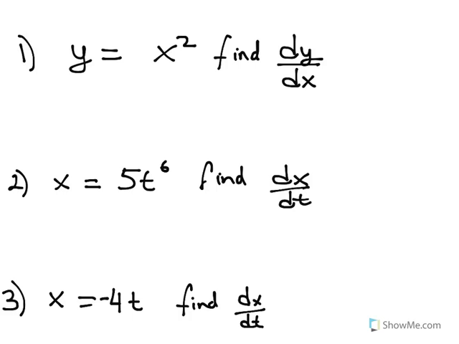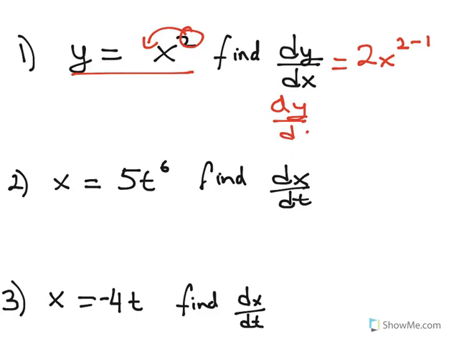Okay, I hope you got that. So, y is equal to x squared. What do I do? Well, the 2 comes down and multiplies. So I've got 2x, and then I reduce the power by 1. That gives me dy/dx equals 2x to the power of 1, or simply just 2x.